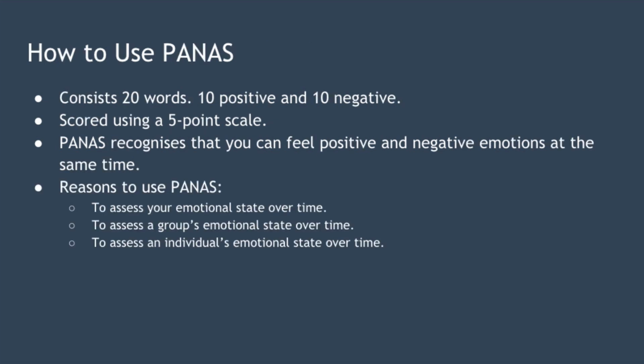So the PANAS questionnaire consists of two lists of 10 words, and one list describes positive emotions and the other negative emotions. And the scale works simply by rating each stated emotion using a 5-point scale. Now, PANAS recognizes that you can feel both positive and negative emotions at the same time. So imagine feeling elated the moment your team has won a new exciting project, only the next moment to feel disappointed when your colleague is assigned to lead it. So that's an example of feeling positive and negative at the same time.